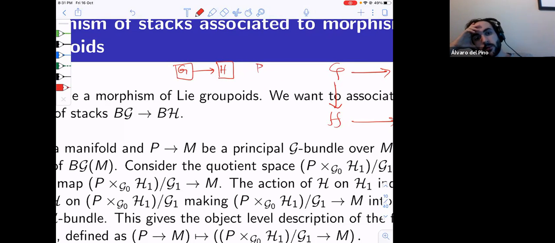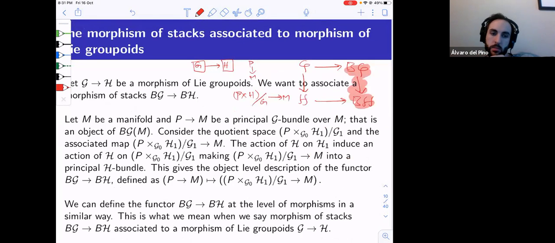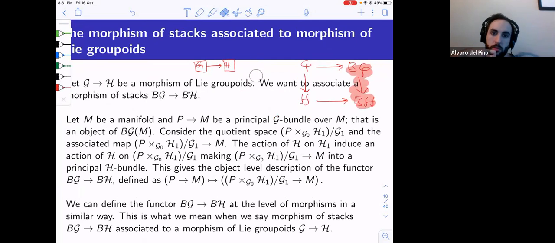Let me write what it is. You take a manifold M and a principal G bundle P over M, then you construct the product P cross H over G. This becomes a principal H bundle. So that's what I'm doing here as well. I'm starting with the principal G bundle over the manifold M. Then I'm considering the quotient space P cross H over G. So this gives a principal H bundle. In this way, for every morphism of Lie groupoids we associate a morphism of stacks BG to BH.